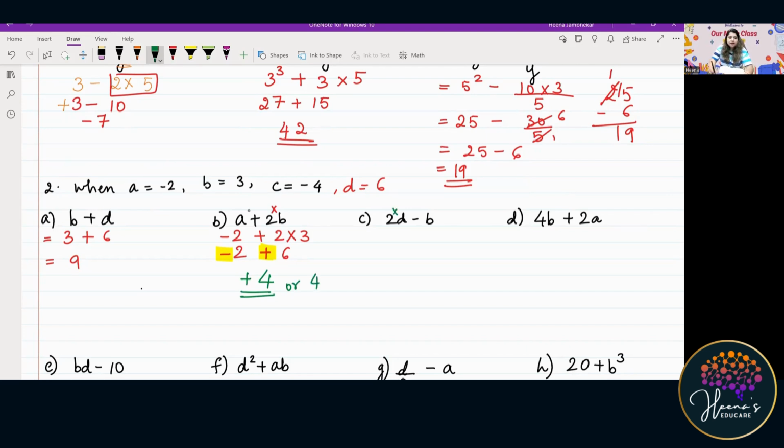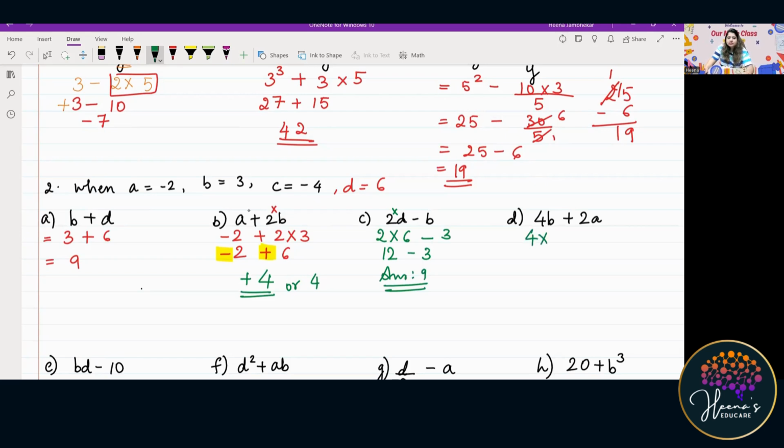2 multiplied by D. So 2 into D, which is 2 multiplied by 6 minus, what's the value for B here? 3. BODMAS, division or multiplication. I'll go for multiplication. 2 into 6 gives me a 12. 12 minus 3, that gives you a 9. Your answer is 9. Next.